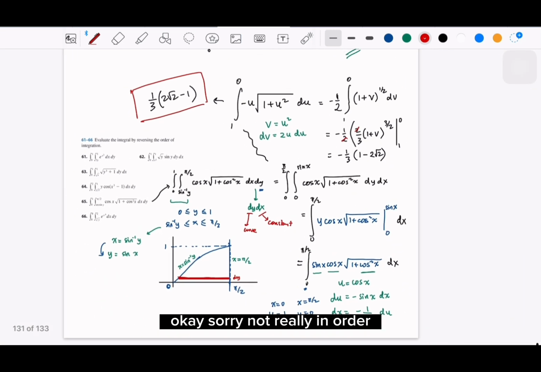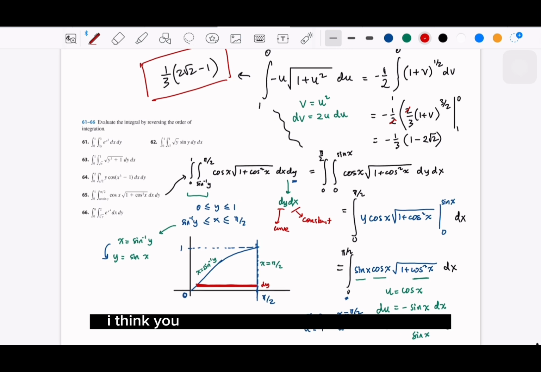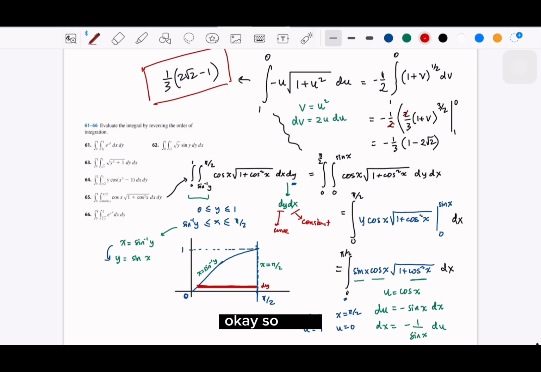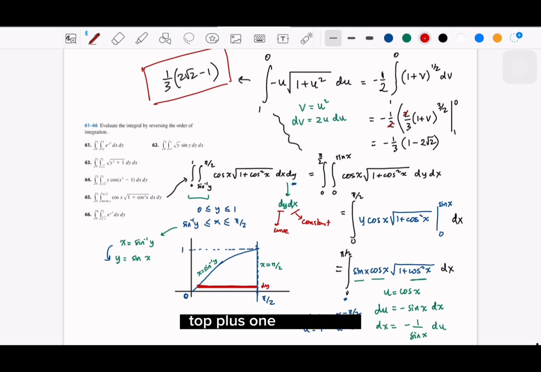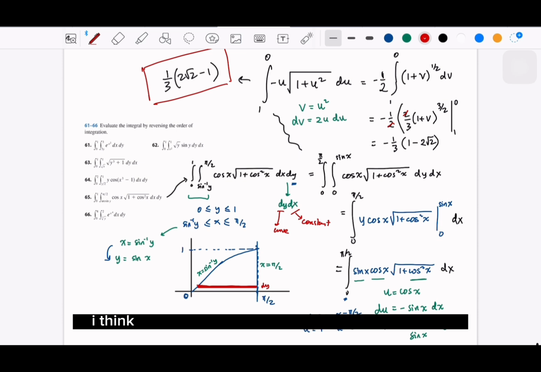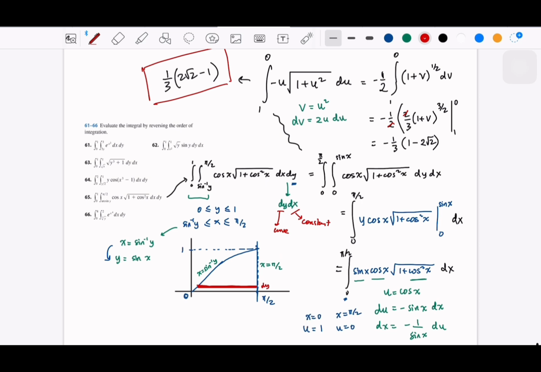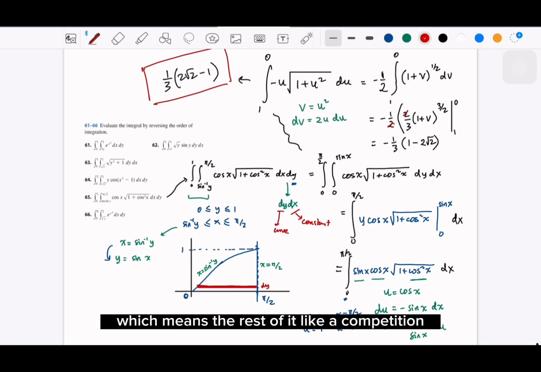Okay, sorry, not really in order. But I think you could check the process by yourself. Okay, so yeah, the integration like this one should be able to do it. Okay. Half plus one, remember? But I think the most technique you could see from most problems here is usually about substitutions. But the real problem within the chapter is this one here, changing the dx dy into dy dx. Which means the rest of it, the computational part, is using the assumption that you're able to do it. So that's why I think reviewing your notes in calculus one, if you feel maybe you need some review, then please review that chapter.